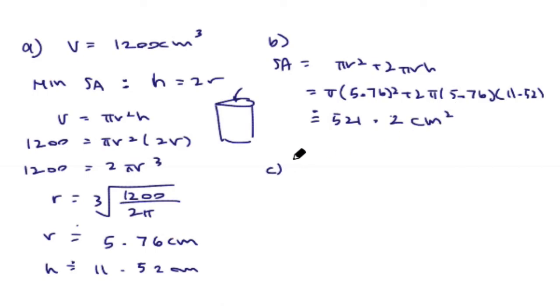So part C asks us to describe any assumptions. And so for the assumptions, we just have to assume that this has all straight sides and there's no bumps or anything, and there's no bumps on the bottom either.